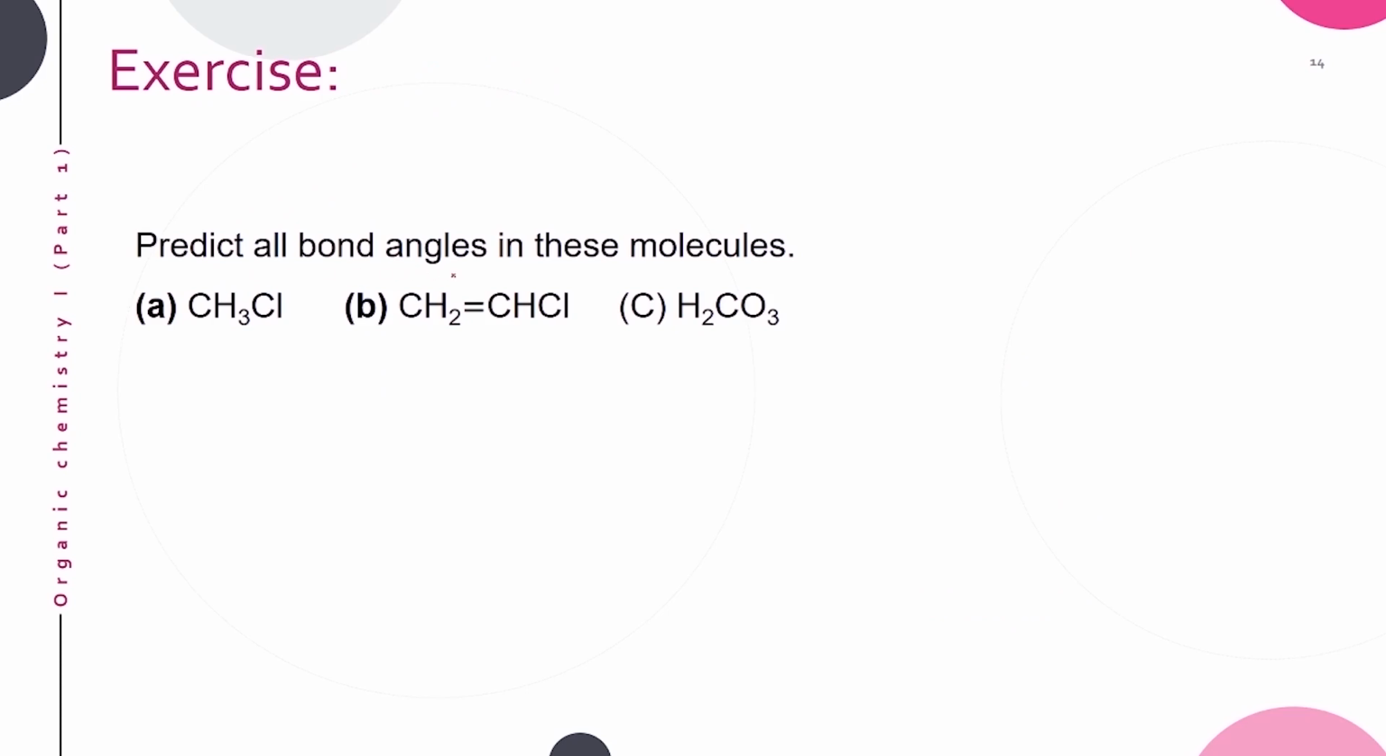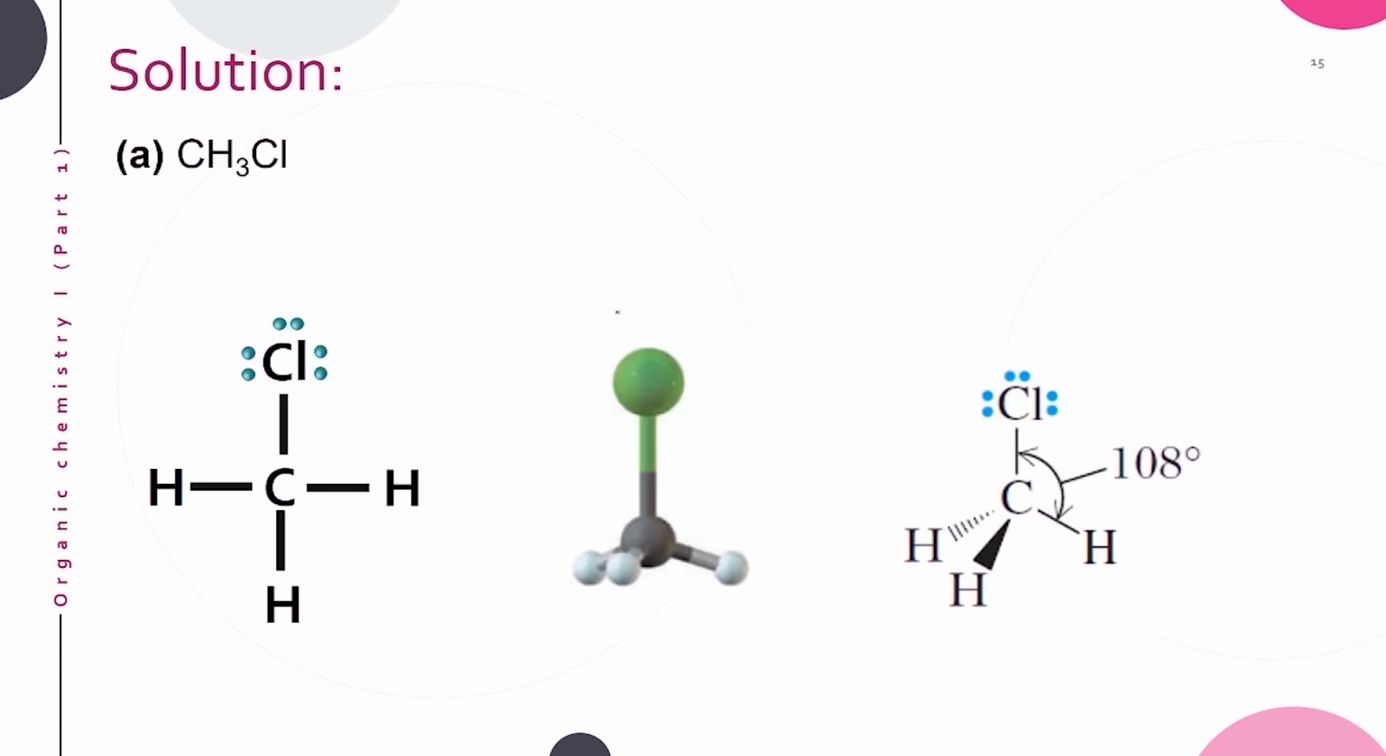Let's look at this exercise. Predict all the bond angles in these molecules: methyl chloride, chloroethene, and carbonic acid. First, let's write the structural formula for methyl chloride. The central carbon atom is bonded to 3 hydrogen atoms and 1 chlorine atom. Carbon has 4 valence electrons. Each hydrogen has 1 valence electron. Now for the chlorine atom, chlorine has 7 valence electrons, 1 bonded with the carbon, so we need to add the rest of the 7 electrons as lone pairs.